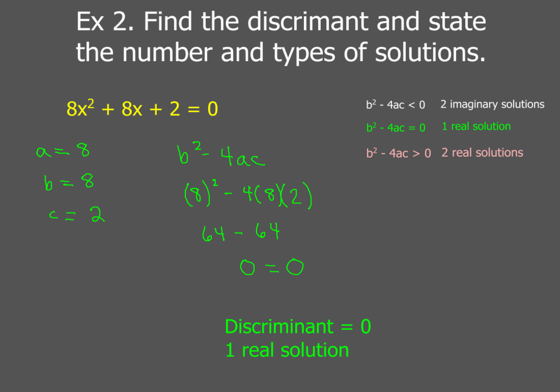So that's it for this video, boys and girls. By now, you should be able to find the discriminant and state the number and type of solutions when your discriminant is 0, and you have one real solution.